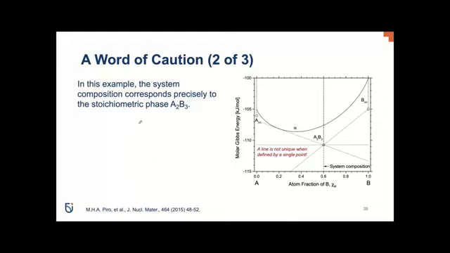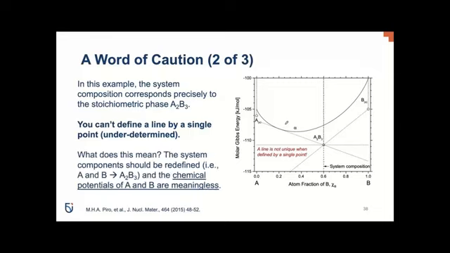So, you can draw a tangent line between alpha and A2B3. You can also draw a tangent line between A2B3 and B0, the B solid, where you have 0 moles of B or 0 moles of alpha. Who's to say either one is more appropriate? Now, the important thing to note here is you can't define a line by a single point. Mathematically speaking, that's called underdetermined. And what does it practically mean?